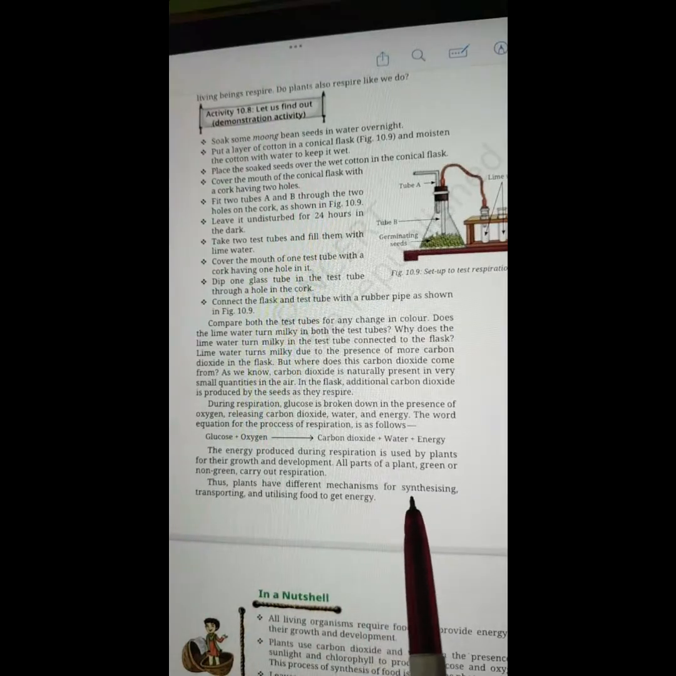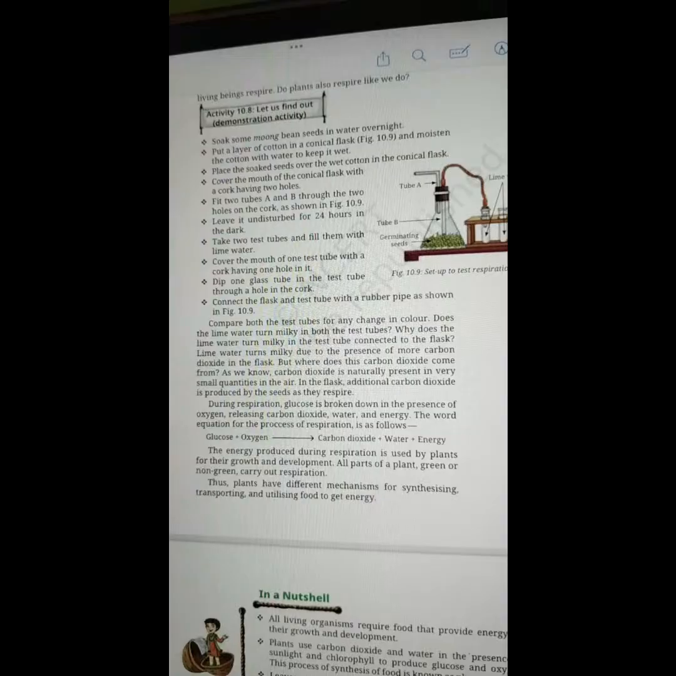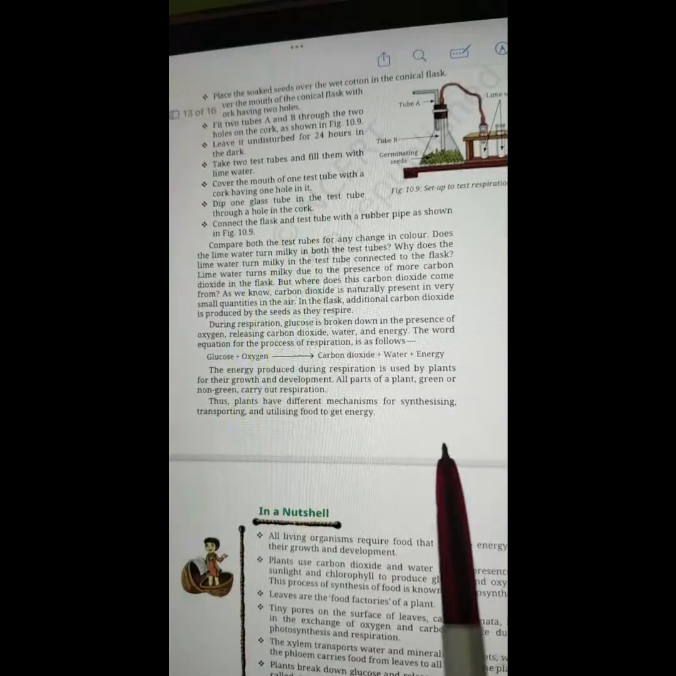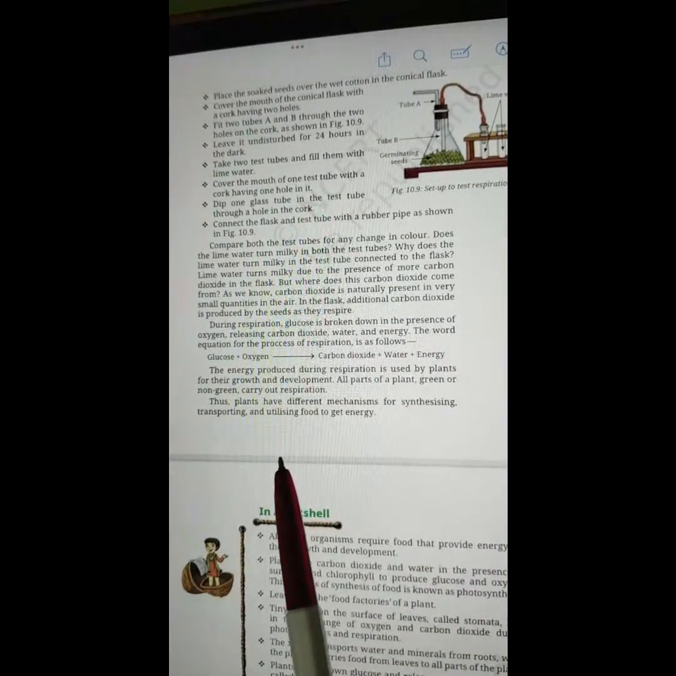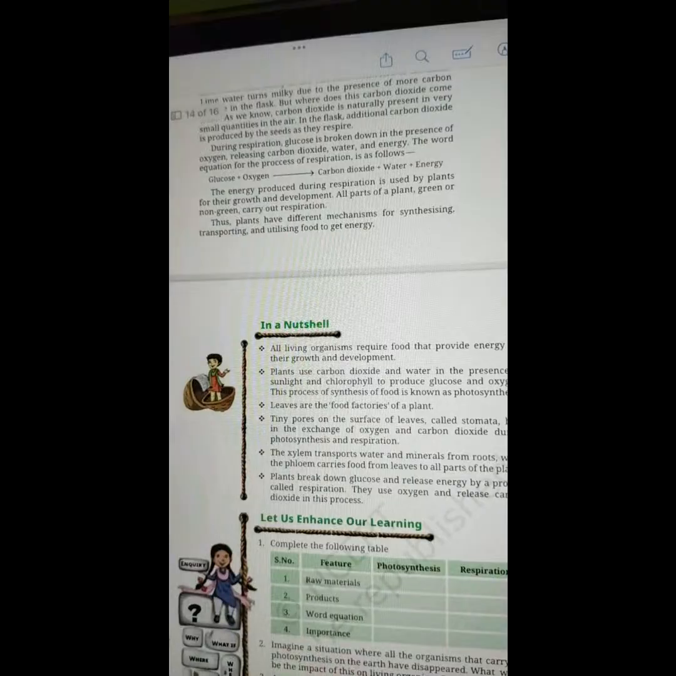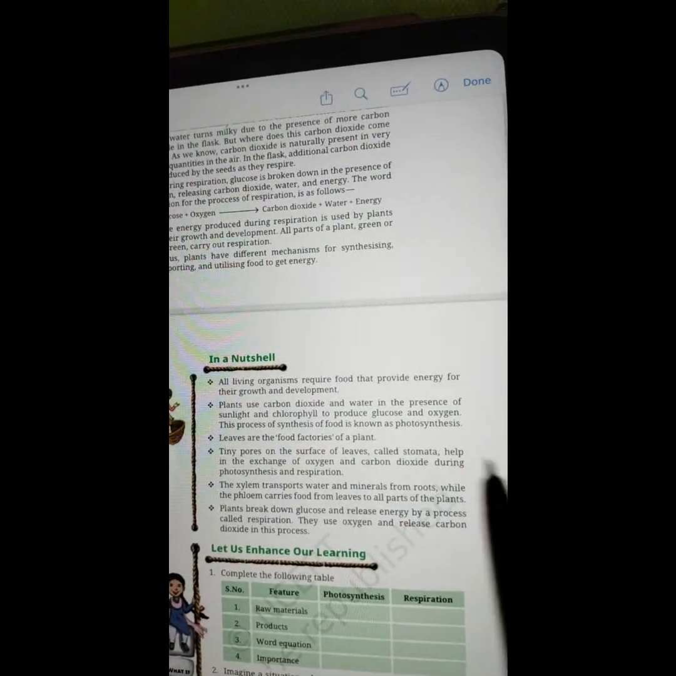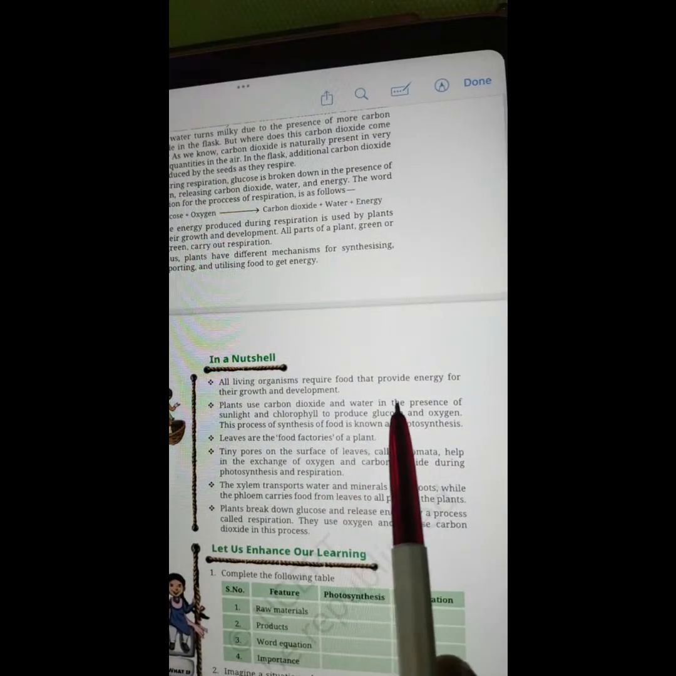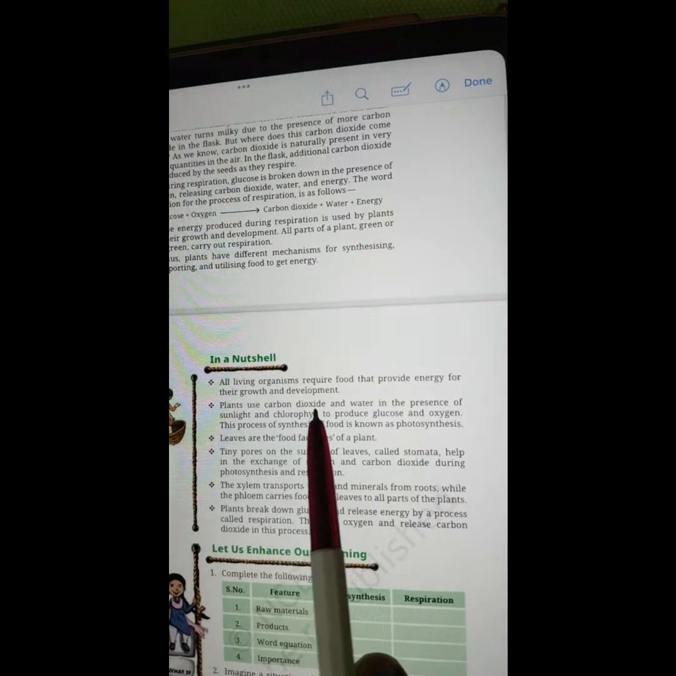All parts of a plant, green or non-green, carry out respiration. Thus, plants have different mechanisms for synthesizing, transporting, and utilizing food to get energy. In a nutshell, all living organisms require food that provides energy for their growth and development.